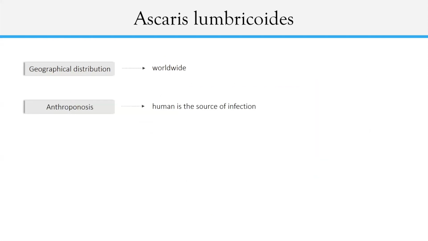The disease that is caused by Ascaris lumbricoides is an anthroponosis. This means that the human is the source of infection. And at the same time, flies and cockroaches are mechanical vectors of the disease. Life cycle.